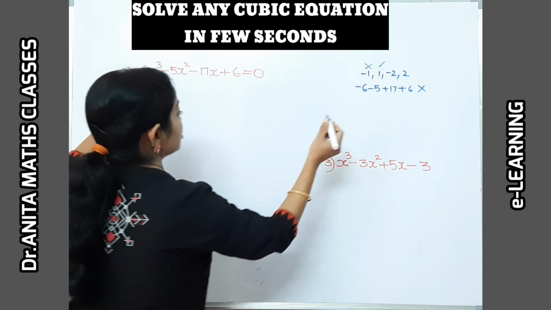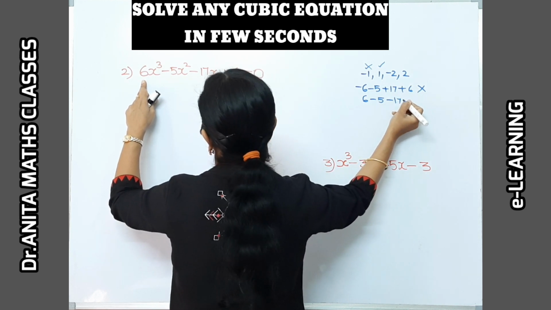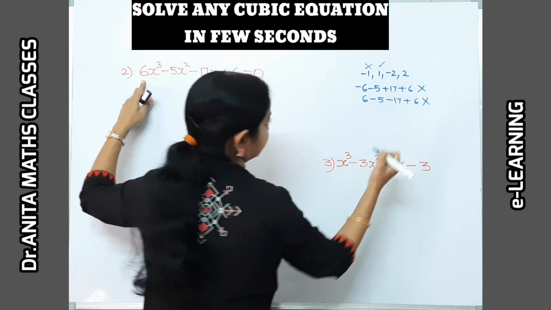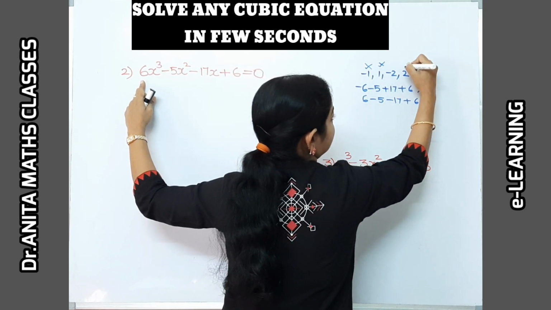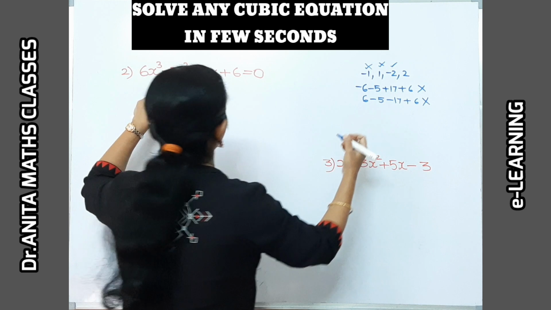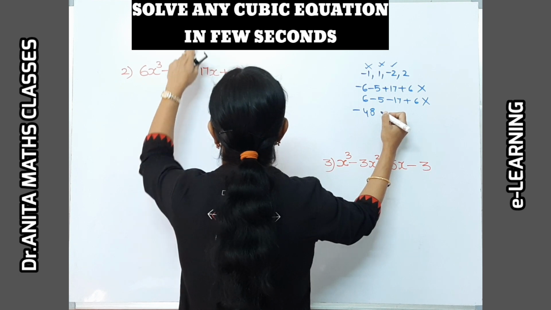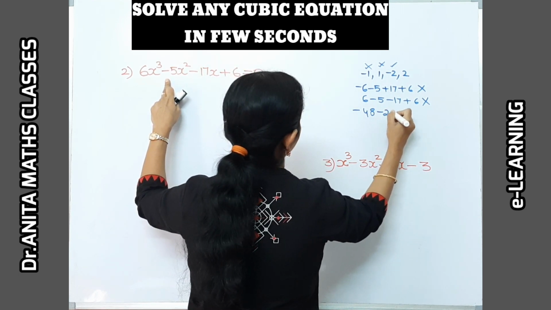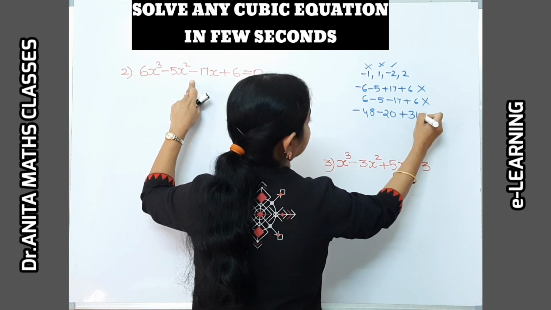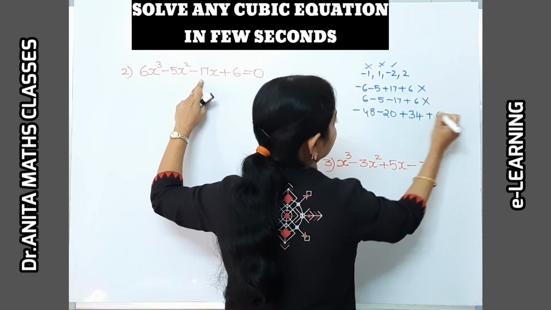Let me take 1. So 1 means 6 here, minus 5, minus 17, plus 6. So this also doesn't go, 6, 12. So we don't get 0. So let us see for minus 2. Okay, minus 2 whole cube is minus 8. 8 6s are 48. So here minus 2 whole square 4. 4 5s are 20. So minus 20, minus 2 into minus 17 gives plus 34, plus 6. So this comes to 40. So that doesn't work out.